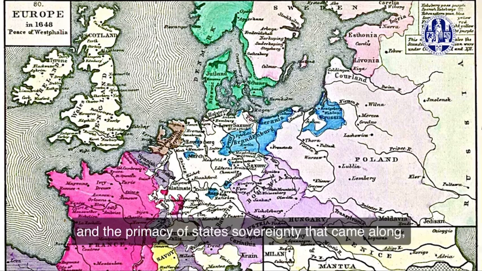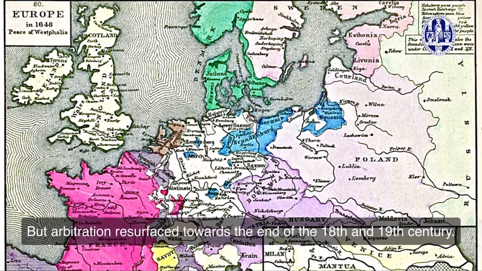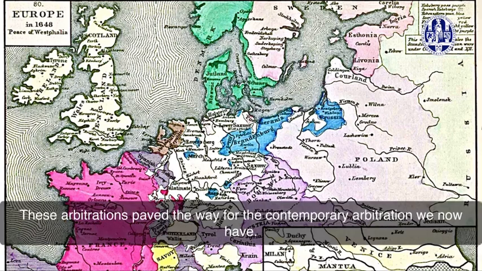With the 1648 peace treaties of Westphalia, which followed the 30 Years' War in Europe, and the primacy of state sovereignty that came along, arbitration almost disappeared in interstate relations. But arbitration resurfaced towards the end of the 18th and 19th century. These arbitrations paved the way for the contemporary arbitrations we now have.